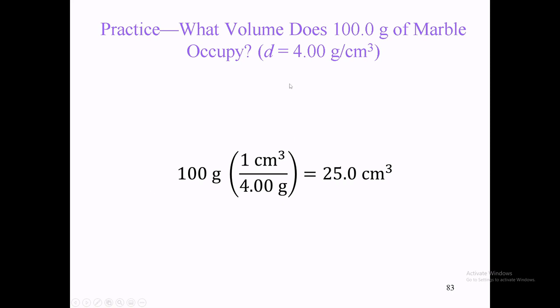So if we use our density as a conversion factor, we can do the reciprocal of this, reversing the numerator and denominator of our density, in order to cancel our grams and arrive at the fact that 100 grams is equal to 25.0 cubic centimeters.